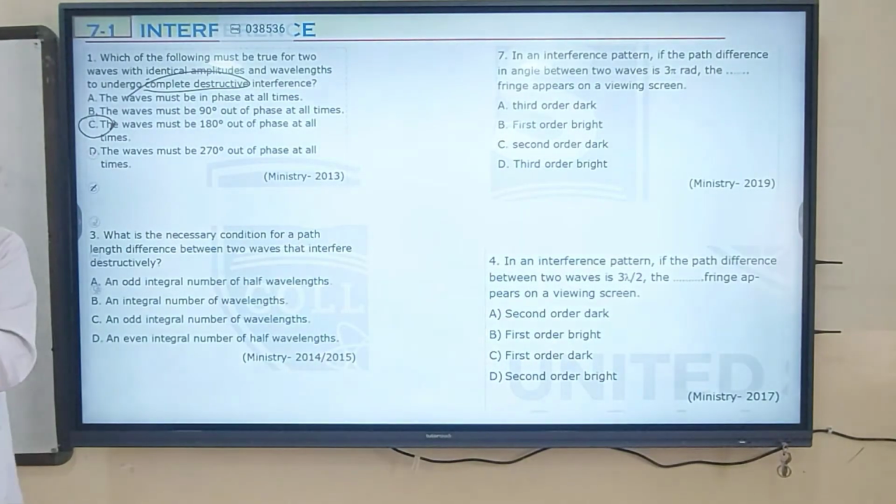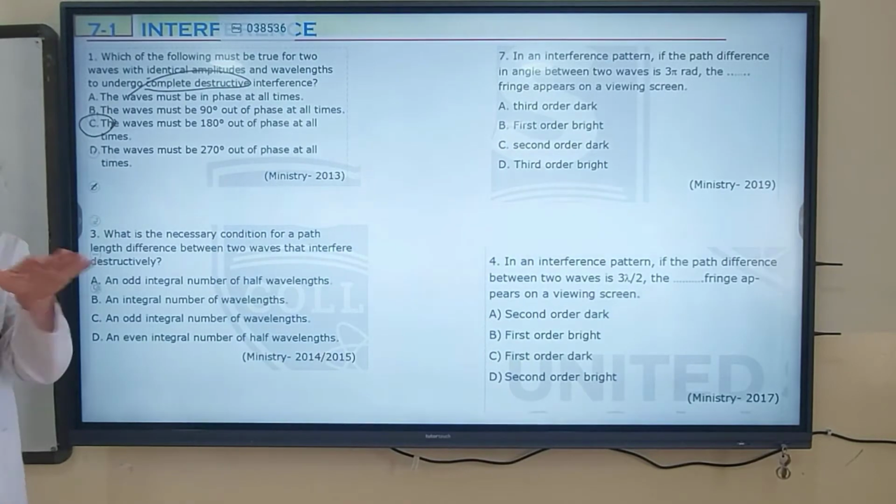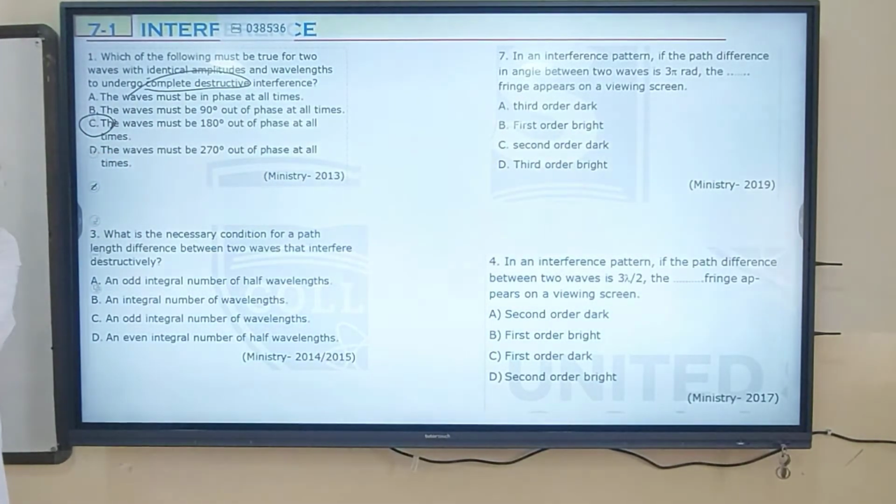Different angles are possible. It can be dimmer light, but not complete destructive. Yeah, it can be 90 for dimmer light, or 270 for dimmer light. But for complete dark, complete destructive, they must be out of phase by 180. Yeah, crest and trough must meet, they must cancel.